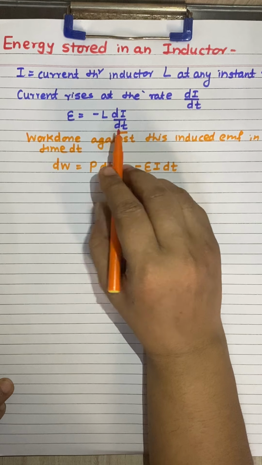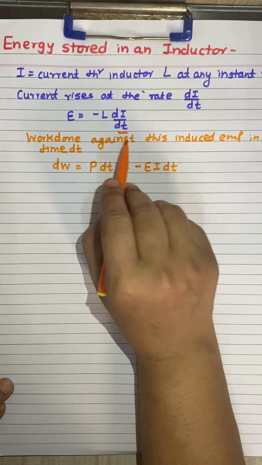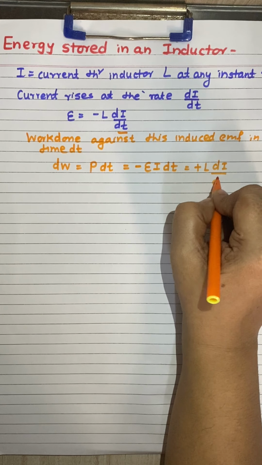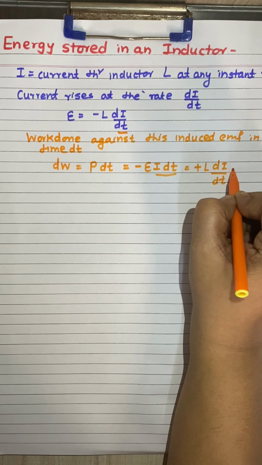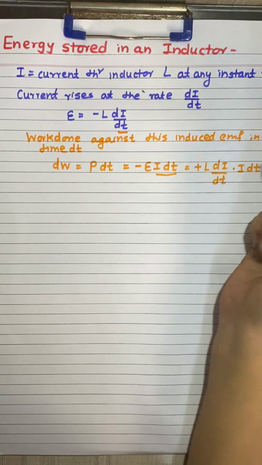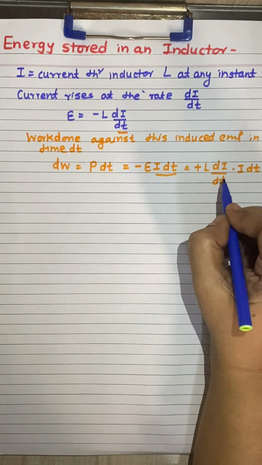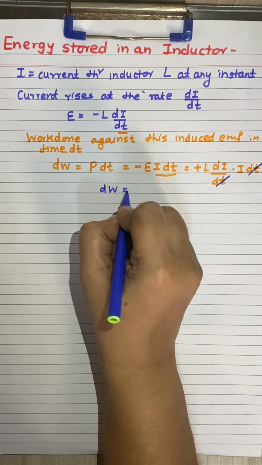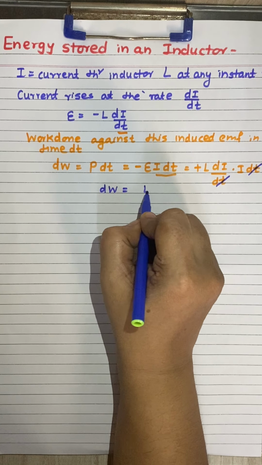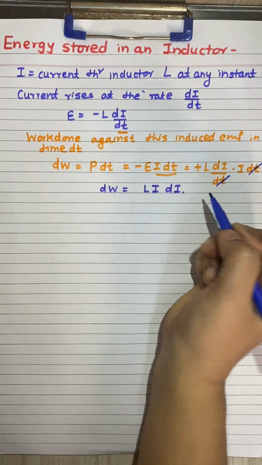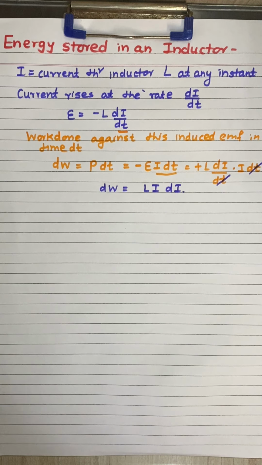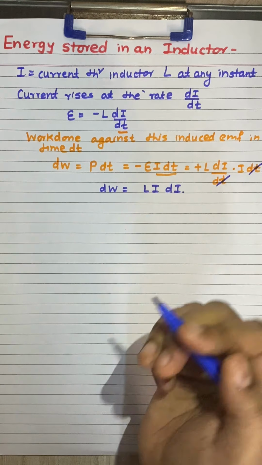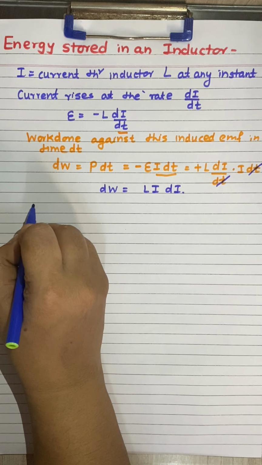If I put the value of E as minus L di by dt, then overall I will get a plus L di by dt into the remaining term I dt. Cancelling the dt term, the value of dW is equal to L I di. Now I want to find the total work done in building up the current from 0 to the maximum value of current, that is, the peak current I naught.